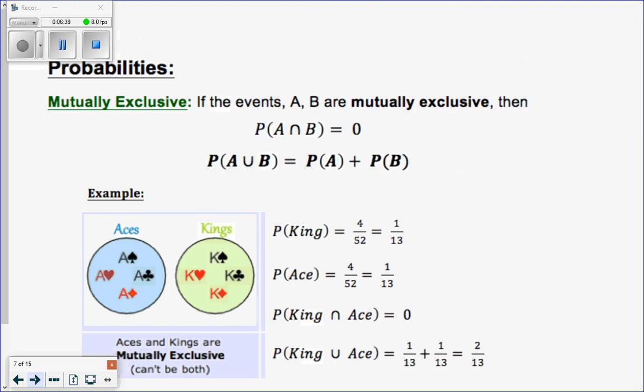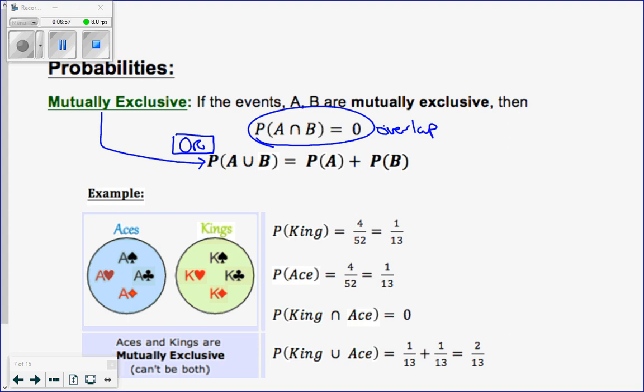Okay, so I handed this page out to you. So again, for mutually exclusive, the questions will all say or. And so the overlap equals 0. Okay, so that's why we're not subtracting off the overlap, because there is no overlap to subtract off.